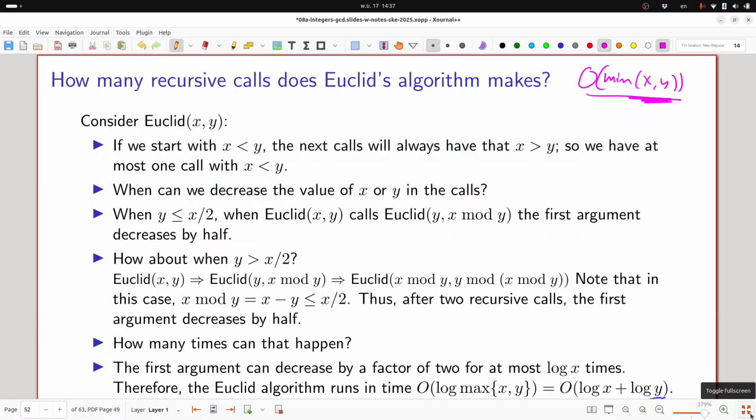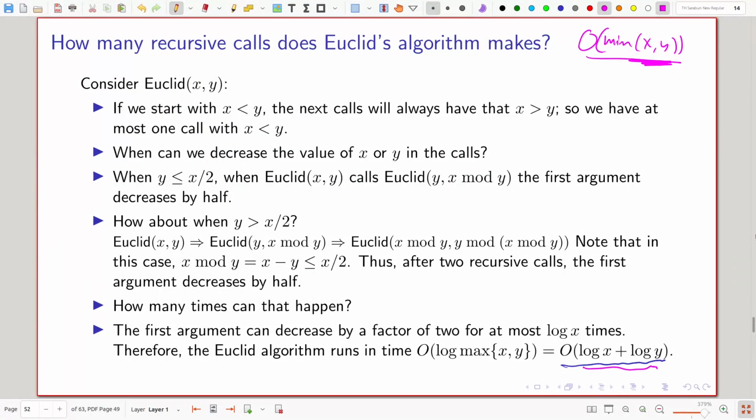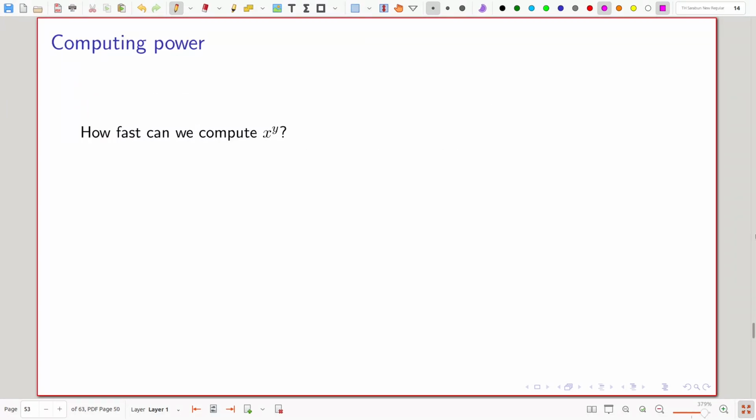And then we come back to see if Euclid is correct. The correctness of Euclid will be last. We'll come back to that later. Sorry. Okay, so how fast can we compute x to the y?